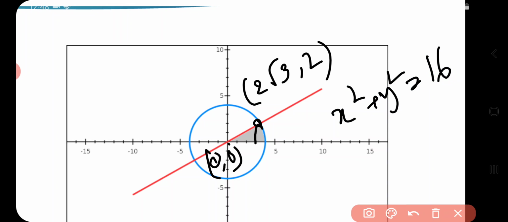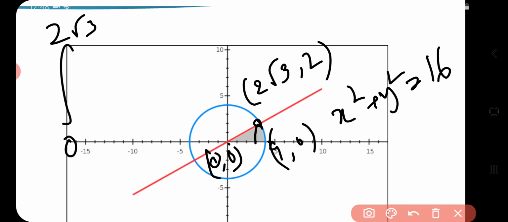So therefore the radius is 4, so at this point it is 4, so this point is 4 comma 0. So therefore our integration will be from 0 to 2 root 3, where we are going to integrate only the straight line, because that portion is only covered by the straight line, and from 2 root 3 to 4 we are going to integrate the circle. Fine, so that's exactly what we are going to do.